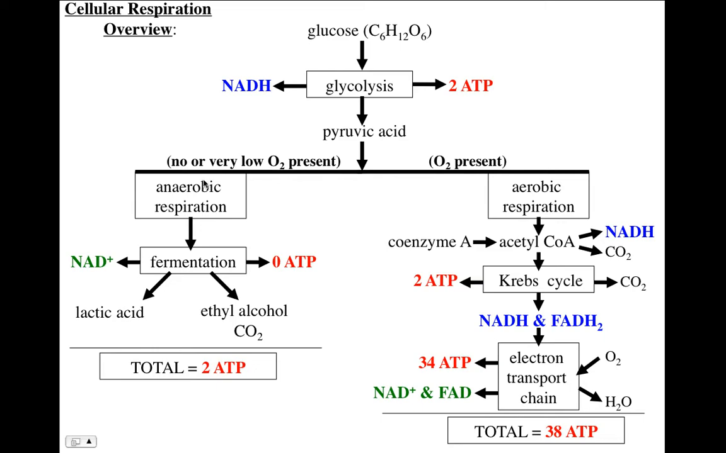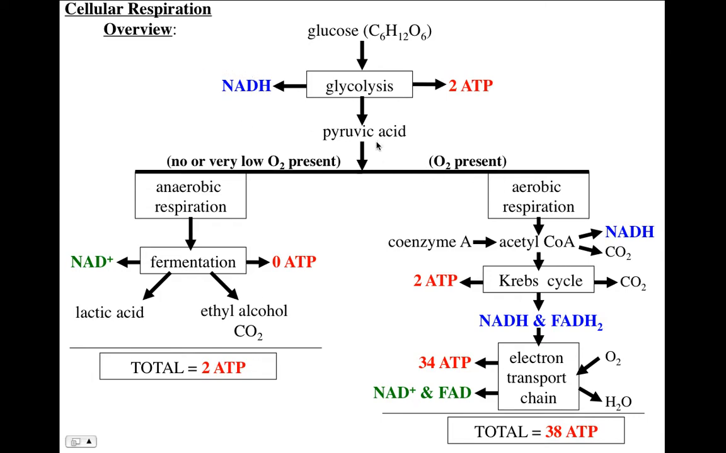During the anaerobic respiration pathway, organisms do fermentation. Fermentation can produce lactic acid, which occurs in humans, or fermentation can produce ethyl alcohol, or CO2, which occurs in bacteria and yeast. During fermentation, 0 ATP are made. The main purpose of fermentation is to recycle NAD pluses back so that those NAD pluses can go back to glycolysis and produce NADHs.